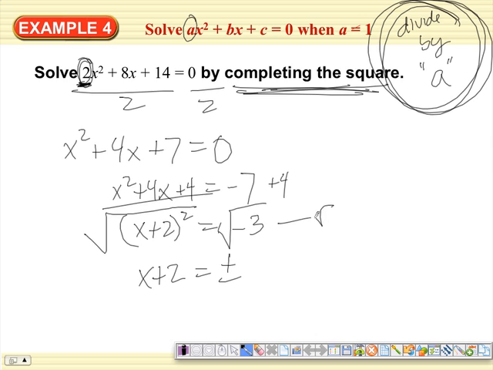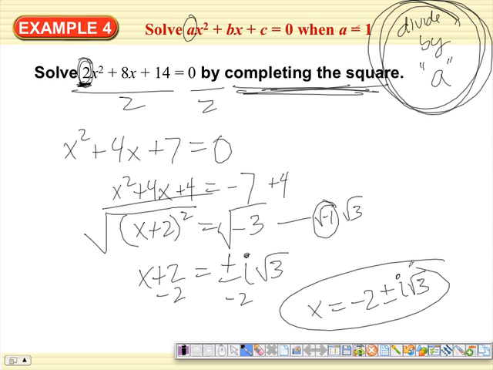Yeah, square root of negative 1, square root of 3 becomes i root 3. Okay? Now, you got one more step. Minus 2, x equals negative 2 plus or minus i root 3. Final answer. Any questions on that one? Good.